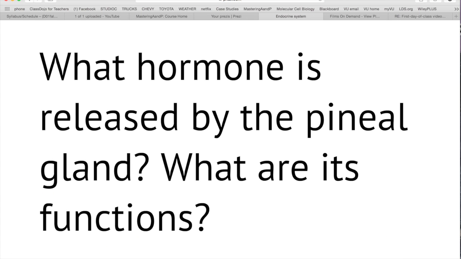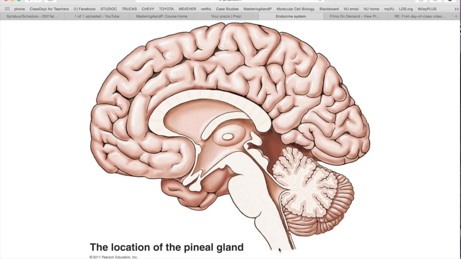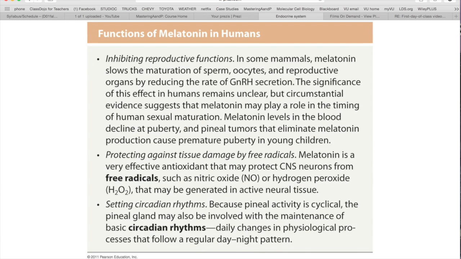And what hormone is released by the pineal gland and what are its functions? The pineal gland is back here in the brain. It inhibits reproductive functions, not sure why that is. It protects tissue from damage against free radicals. But the main thing it does, I think, is the circadian rhythms. So anything that has a cyclical pattern may be involved with the pineal gland.